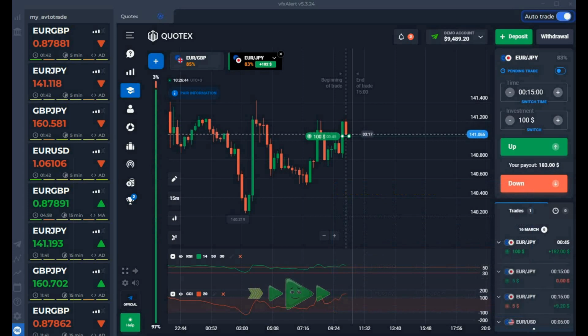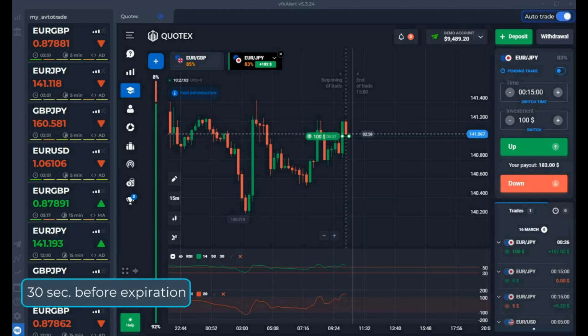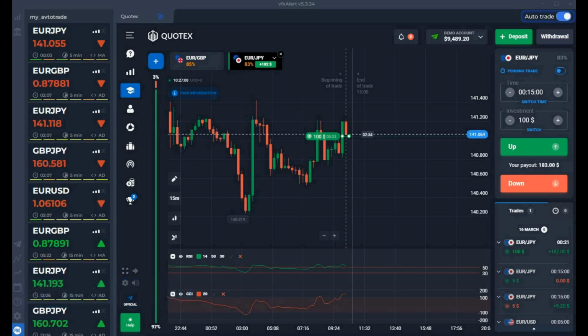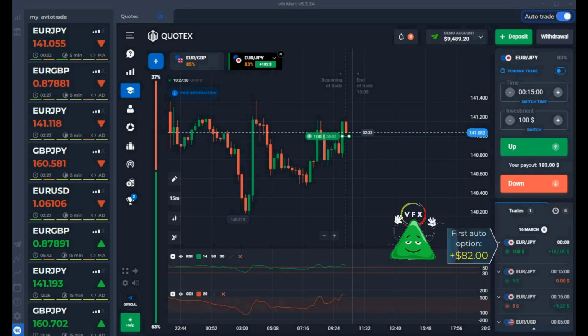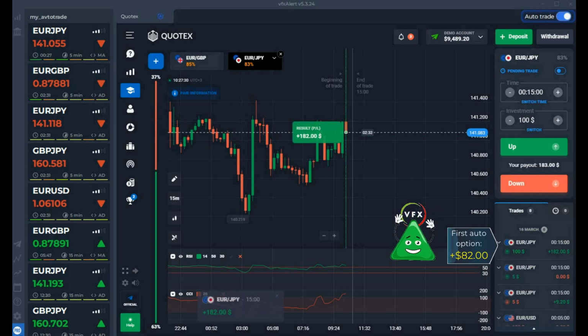There is a rollback to the opening level. We are waiting for expiration. 30 seconds to expiration. The option in the money is near the opening level. Indicators show the continuation of the uptrend. The first deal is closed with a profit. We are waiting for the next auto option.